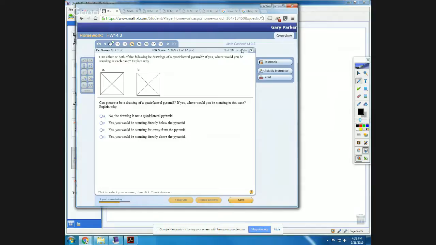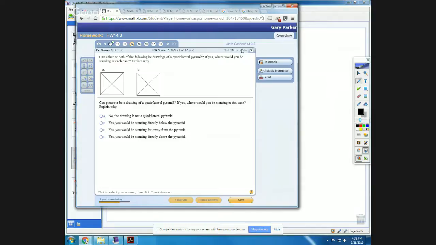I can't read either. Yeah, so they offer us options on how to answer this in the book. No, the drawing is not a quadrilateral pyramid. Yes, you would be standing directly below the pyramid. So what's the question?